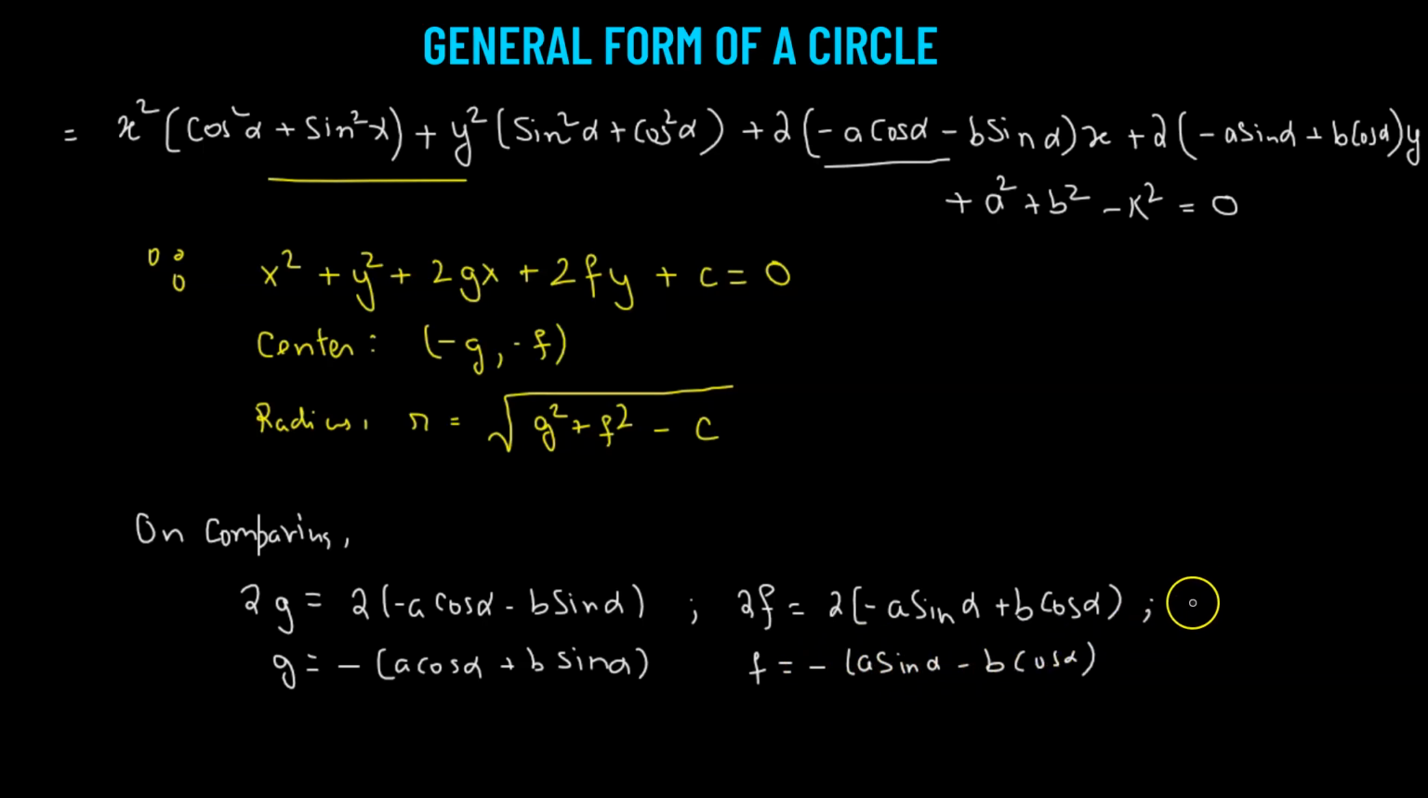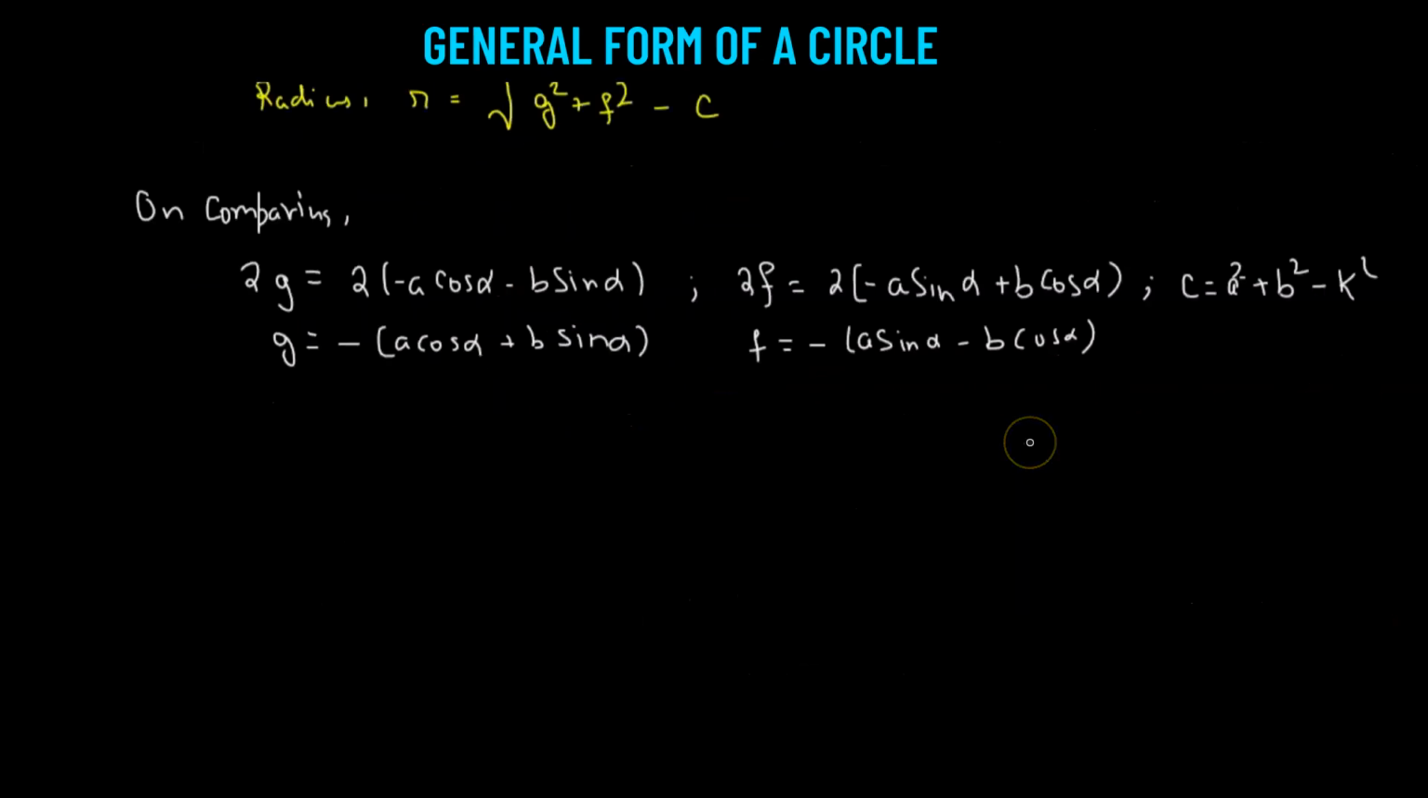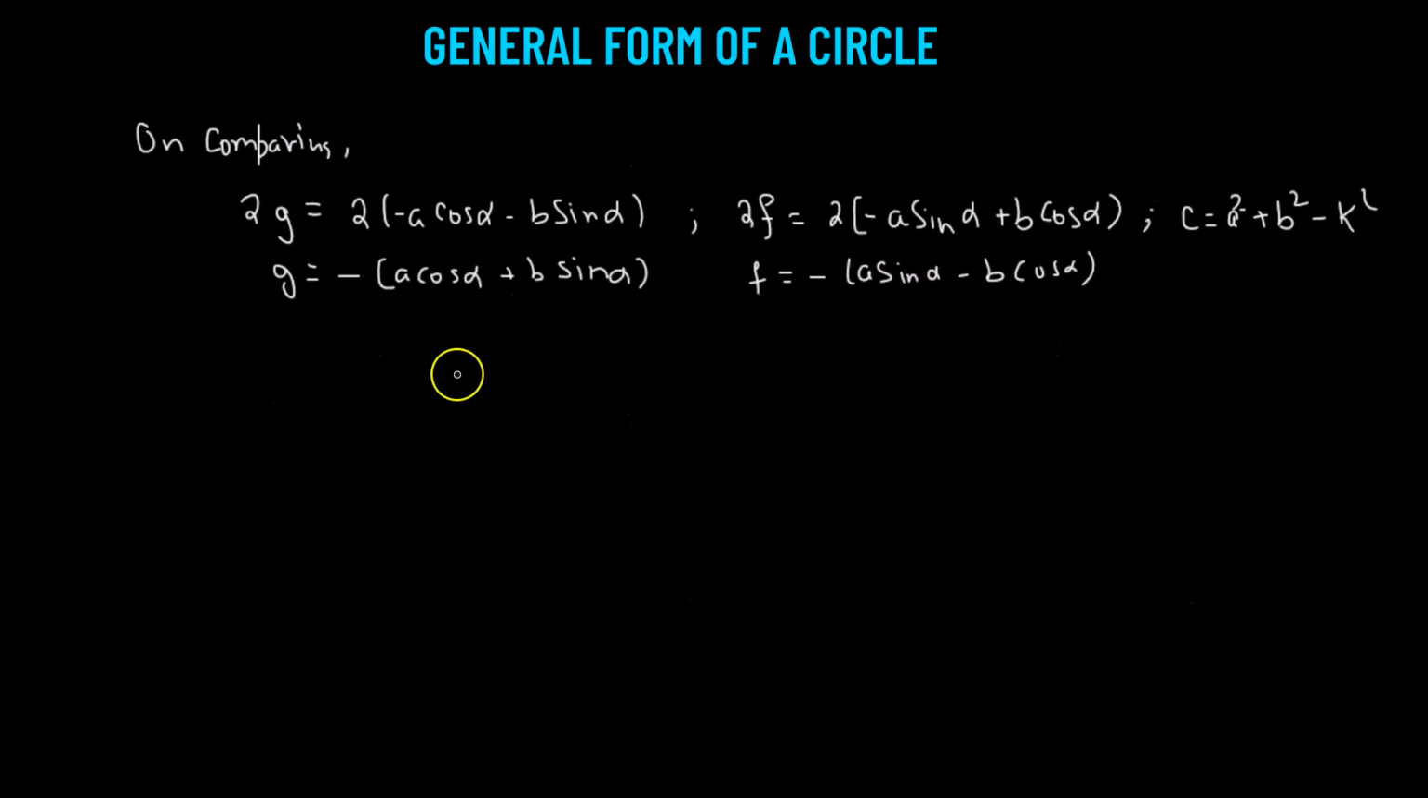And then finally we have the value of c. So c is pretty straightforward. That is a squared plus b squared minus k squared. So now we have the value of g, we have the value of f. We can define the center and we can also define the radius. Let's first compute the radius.